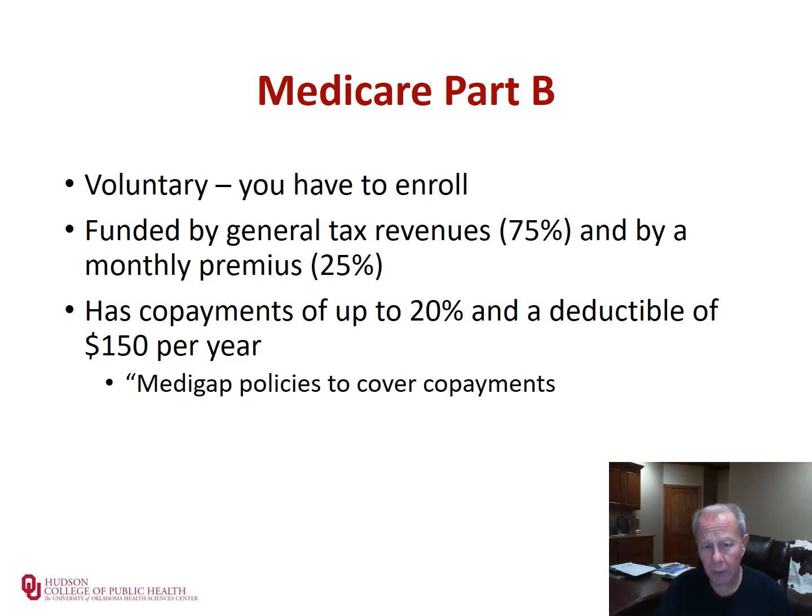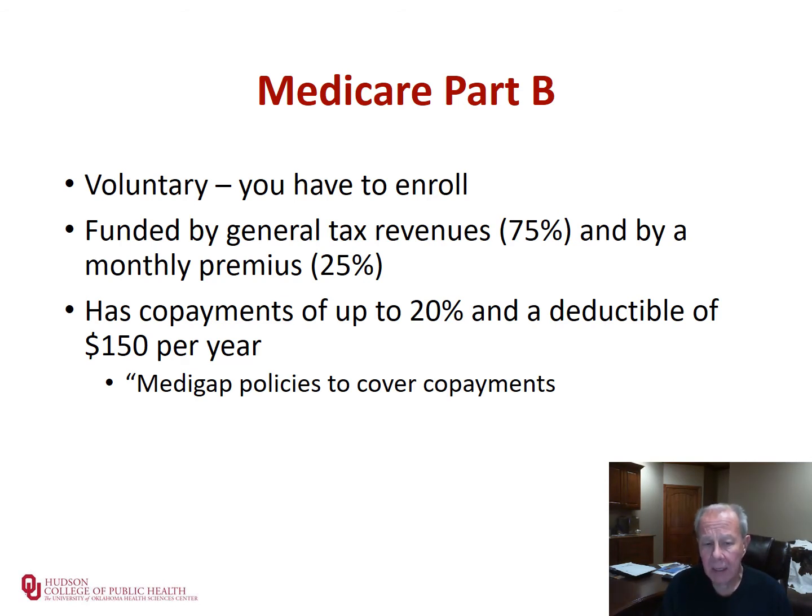So if you're in the hospital, Medicare Part A will pay, but for the physician charges or other outpatient charges, you need to have Medicare Part B. It's funded by general tax revenues, about 75%, and then monthly premiums. You have to pay a premium for Medicare Part B. It does have co-payments of up to 20% and a $150 deductible per year.